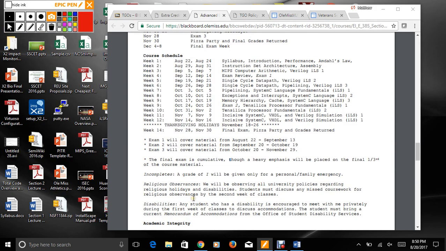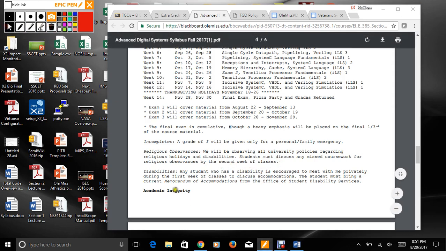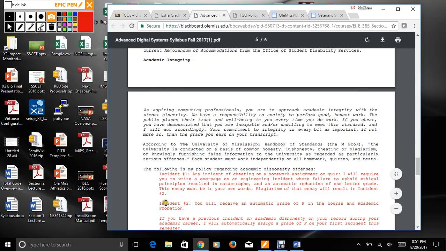A grade of incomplete will only be given for a personal or family emergency. Religious observances: we will be observing all university policies regarding religious holidays and disabilities. You have to discuss any coursework that you have to miss due to a religious observance by the second week of class. If you haven't done that, you need to do it before then. If you are a student with a disability, you're probably familiar with the Memorandum of Accommodations. If you're not, you don't have to worry about it.